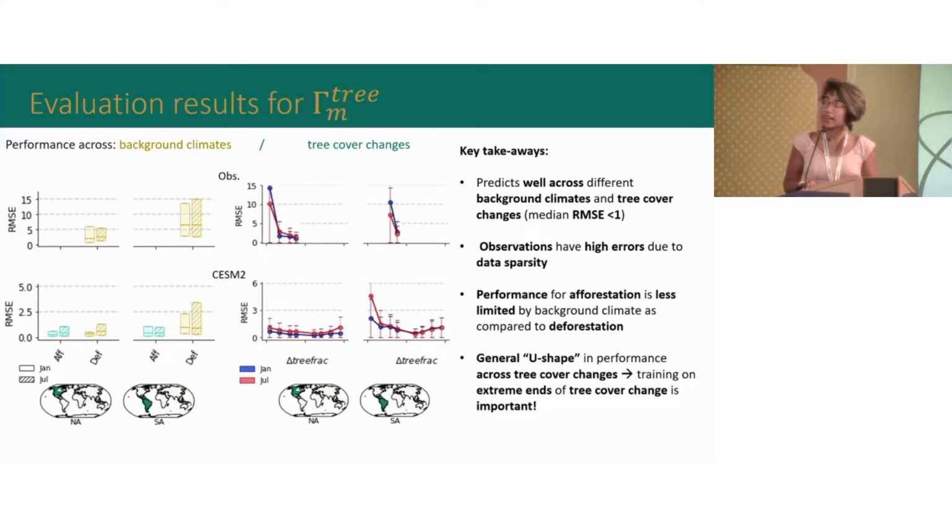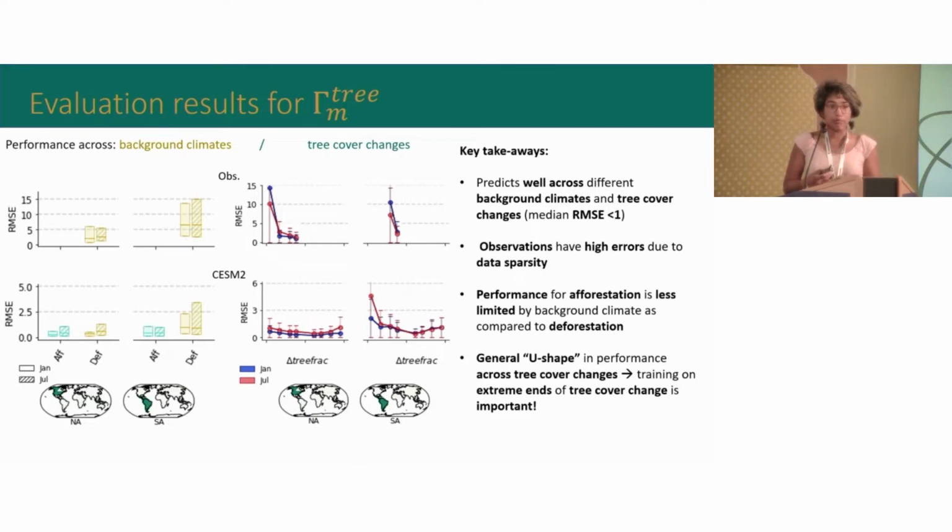You can see that observations have quite high errors, but this is mainly due to data sparsity, again speaking for better spatial coverage when training such an emulator. You can also see that the performance for afforestation is less limited by background climate as compared to deforestation. So that's what you can see on the left panel, where afforestation, which is the blue box plots, has in general a lower root mean squared error compared to deforestation for both January and July, which is hatched. And this is mainly because you can imagine that deforestation is much more nonlinear, especially depending on which background climate it is at, as compared to afforestation. And that's, in general, something that we would expect in terms of out-of-sample predictions.